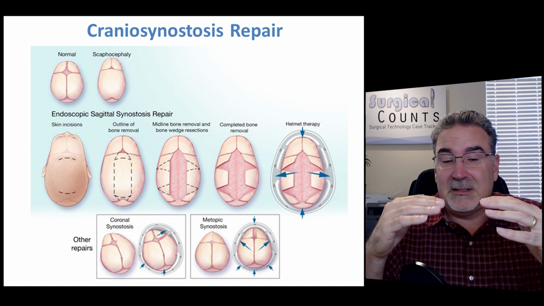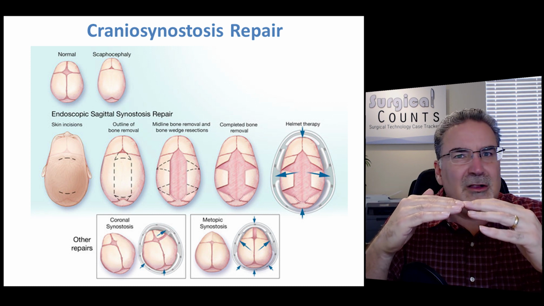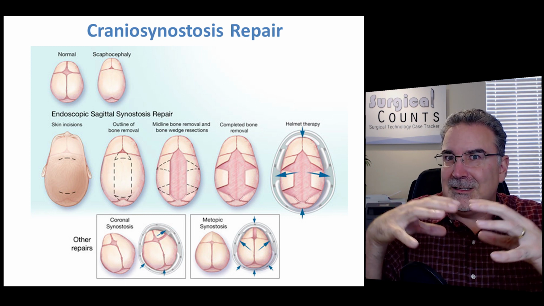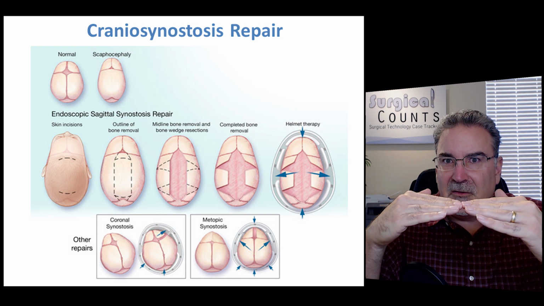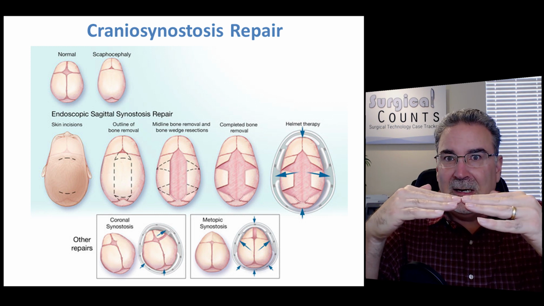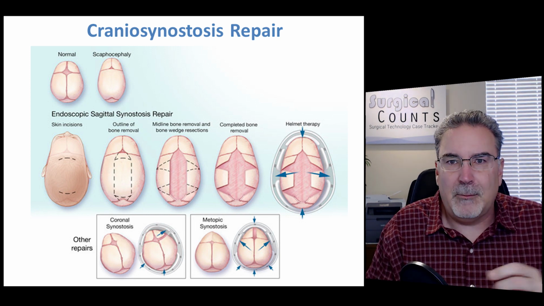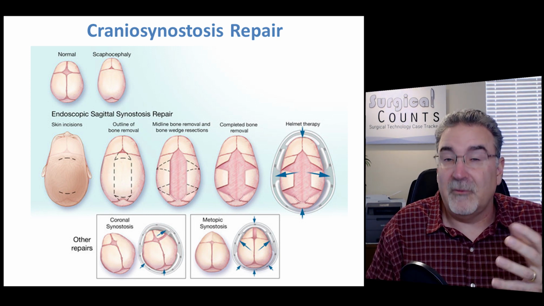Well, what can happen is sometimes these bones can fuse a little earlier than they should, so the brain inside continues to grow, but once that joint's fused, the bone can't grow anymore. It can't spread apart anymore. So that's going to put a lot of pressure on the growing brain, and we have to go in there and help that out.